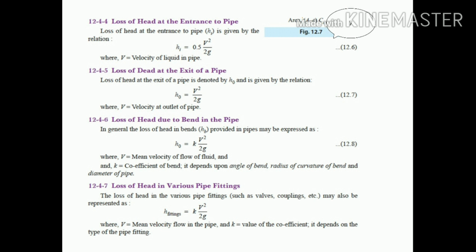Now what are various pipe fittings? If we are placing a valve in between the pipes, if we are joining two pipes by a coupling, or any flow measuring device or any pipe fitting that we are using, then because of that some loss is there, and we use the same formula, k v square upon 2g. So these are all the types of minor losses.